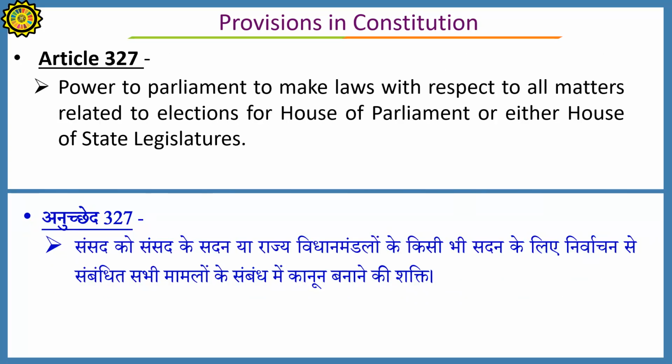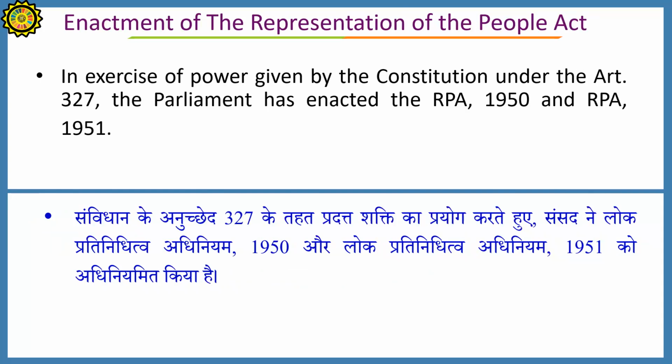Article 327 gives power to Parliament to make laws with respect to all matters related to elections for the House of Parliament or either House of the State Legislatures. In exercise of the power given by the Constitution under Article 327, Parliament has enacted the RP Act 1950 and the RP Act 1951.